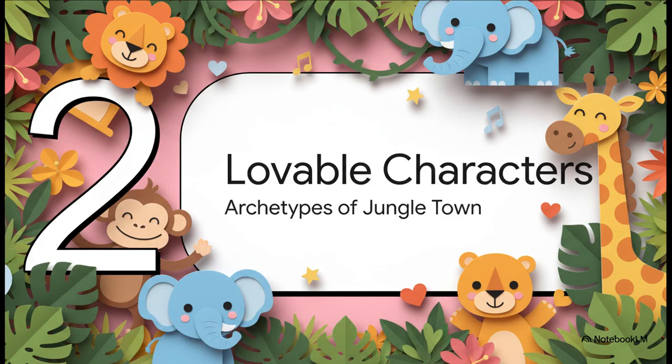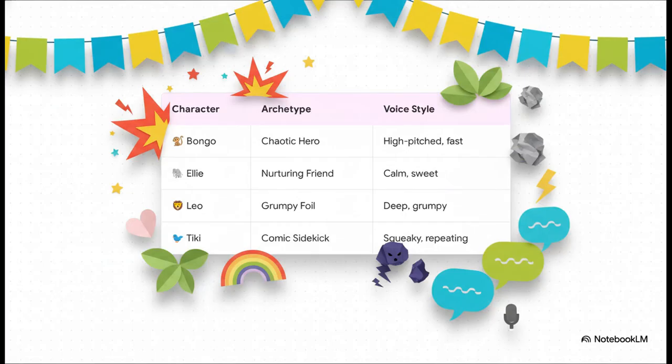What's the next crucial ingredient? It's the characters. For a show like this to really work, you need a cast that the audience can understand and connect with almost instantly. And this is where you see the genius of using classic character types or archetypes. You've got the chaotic hero, the wise best friend, the grumpy but lovable neighbor, and the silly little sidekick.